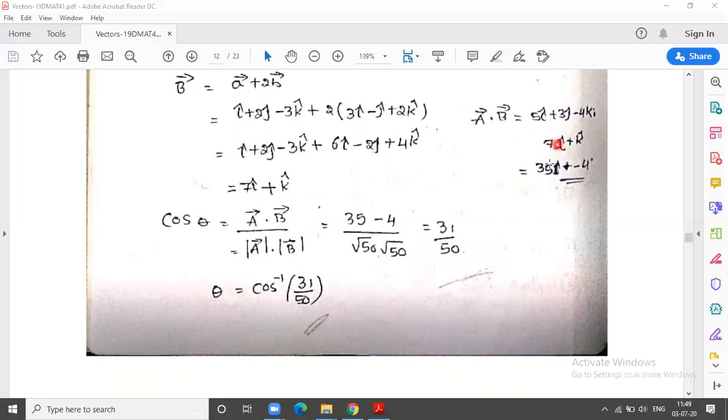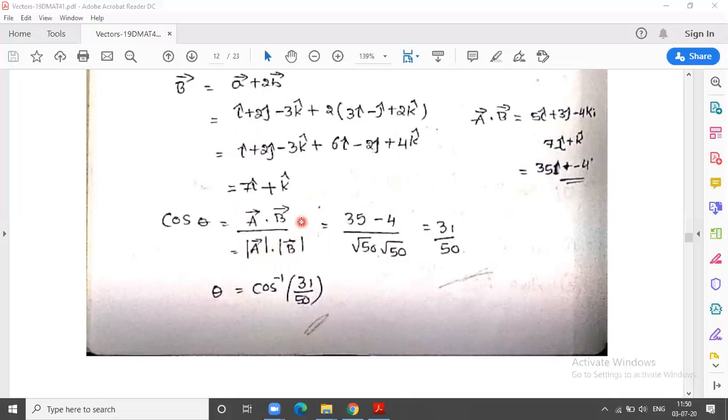So 5 into 7 is 35, since i dot i is 1. The j component is 0 in the second vector, so it will become 0. Minus 4 into 1 means minus 4. 35 minus 4 means it will become 31.